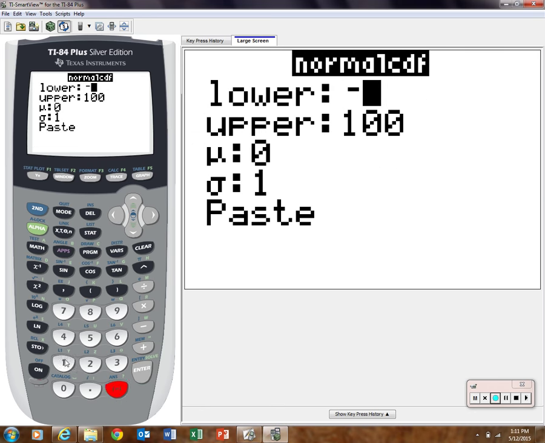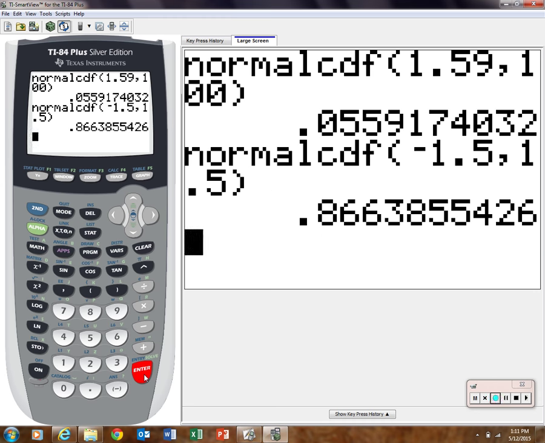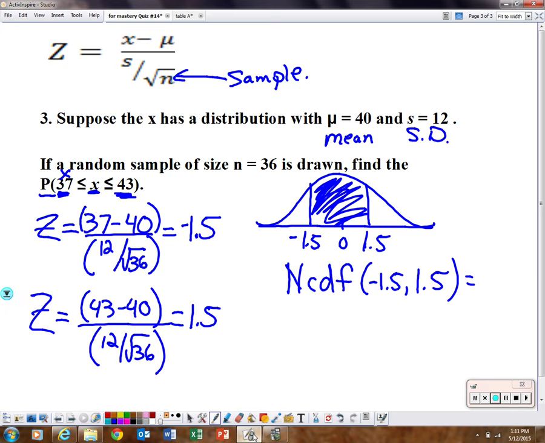Okay, so negative 1.5, 1.5. When you're all done, this is what you should see. So 0.866, we're going to stop there, 0.866, which is approximately 86.6%. Okay.